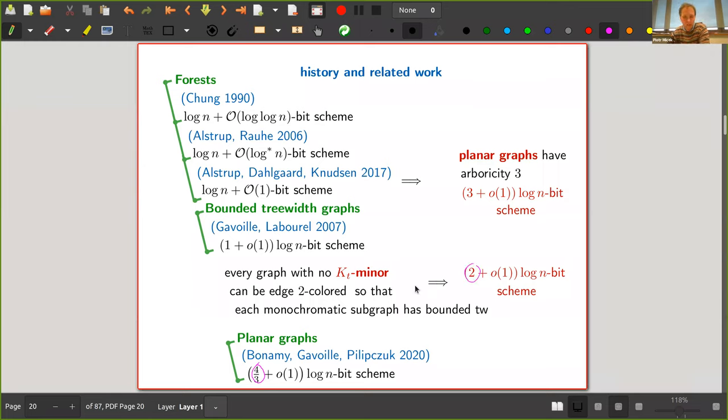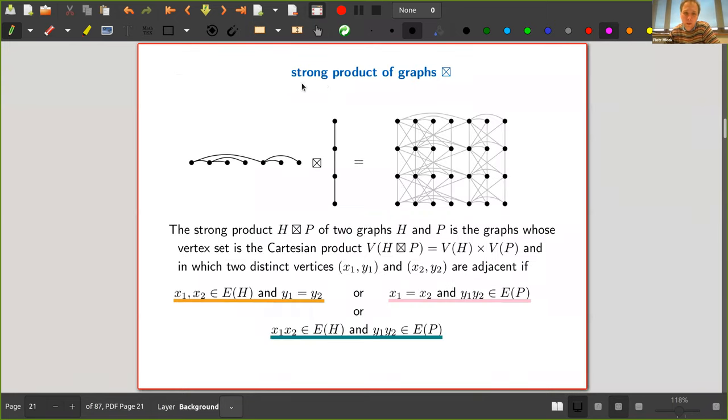And their main tool is a recent product structure theorem for planar graphs. So in order to tell you that, I will first tell you what is a strong product, that will be the product discussed within this talk.